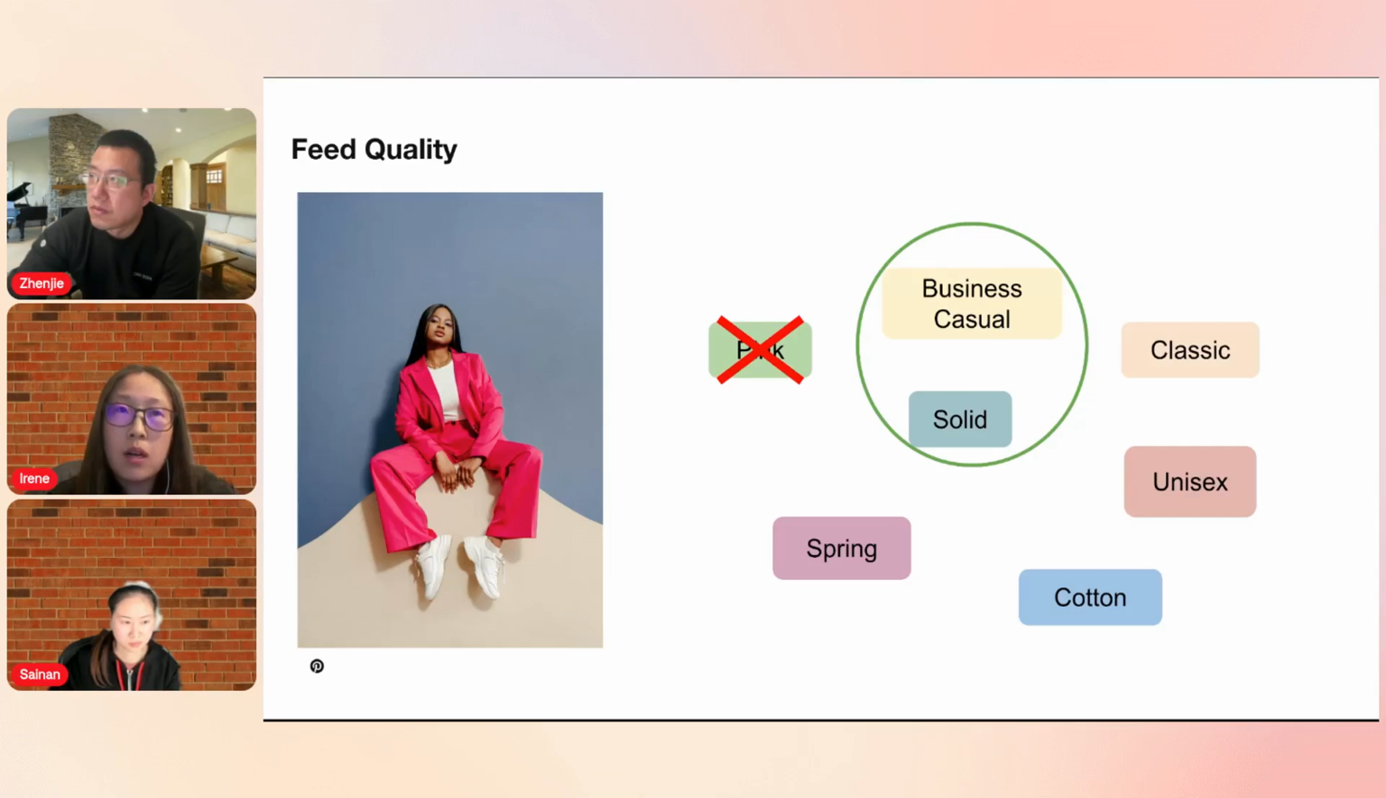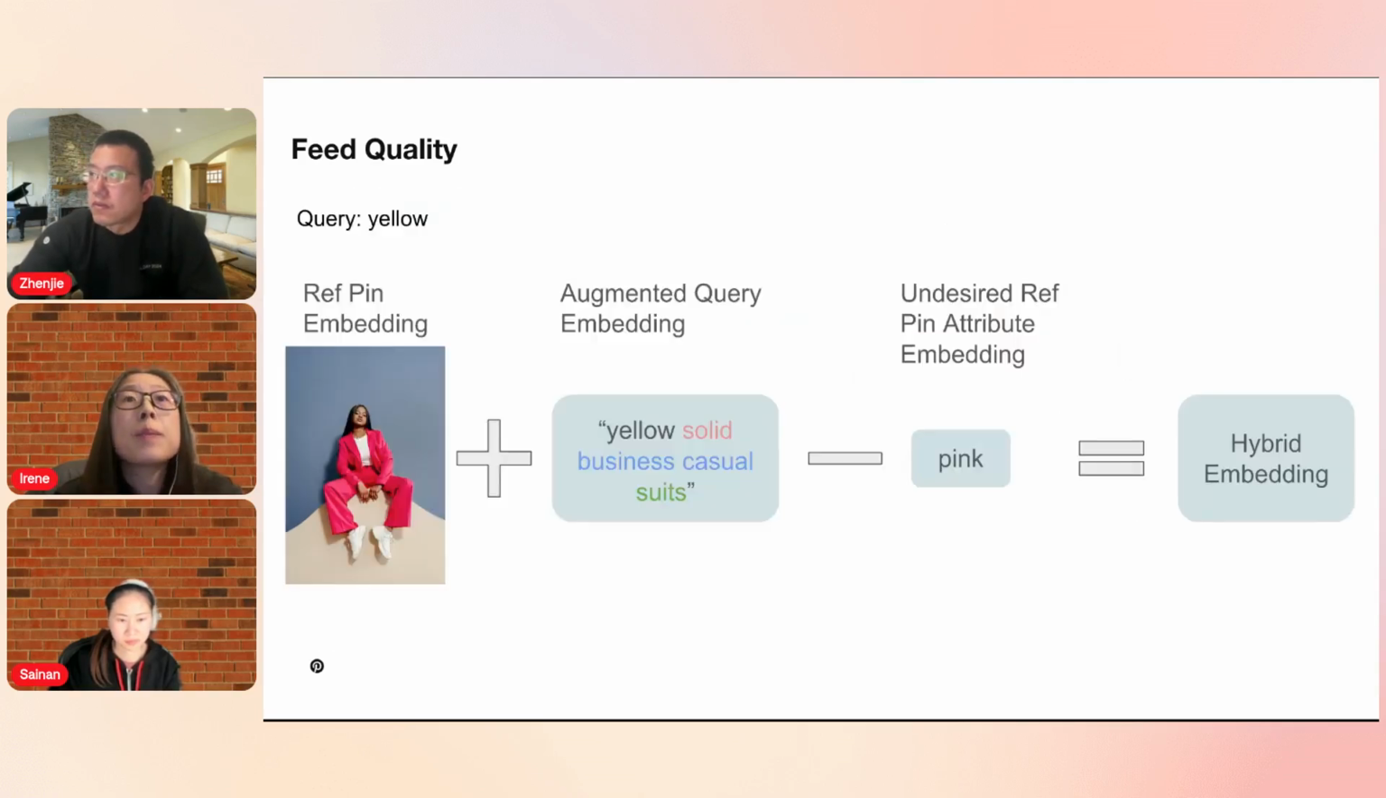With this knowledge in mind, we have an improved formula for the hybrid embedding. Next slide, please. We still use the reference pin embedding as is. As for the text query, we augment it with the important reference pin attributes, as well as the object name. Therefore, the query would turn from yellow to yellow solid business casual suits. On top of that, we also subtract the embedding of the undesired reference pin attribute, which is pink. We found that with this formula, the resulting feed becomes much more relevant to both the reference pin and the text query. Next slide, please.